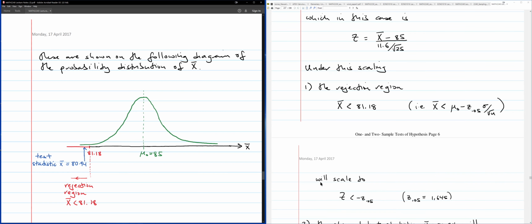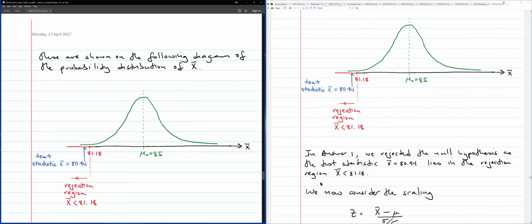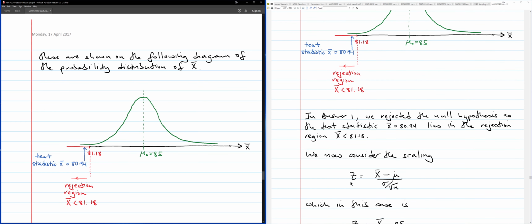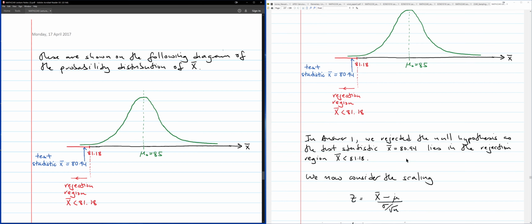Now, when you're actually doing your hypothesis testing problems, this is what you'd use: scaling. Usually you won't work with the x bar directly. What you'll work with is the x bar scaled to standard normal. And over there, you use a test statistic and a scaled rejection region.